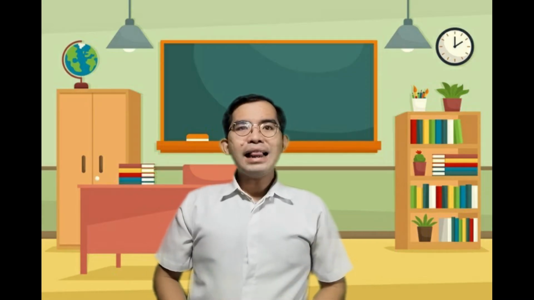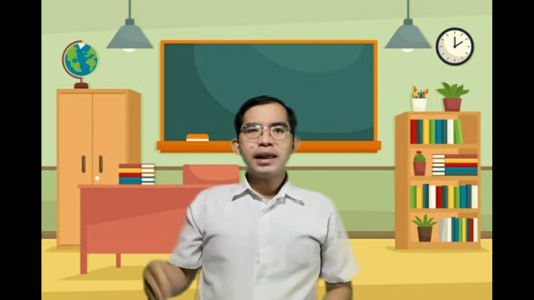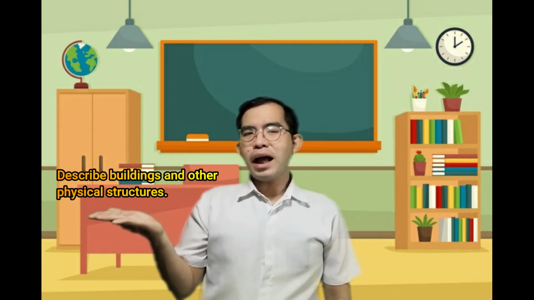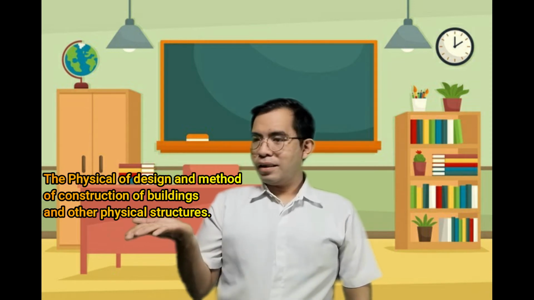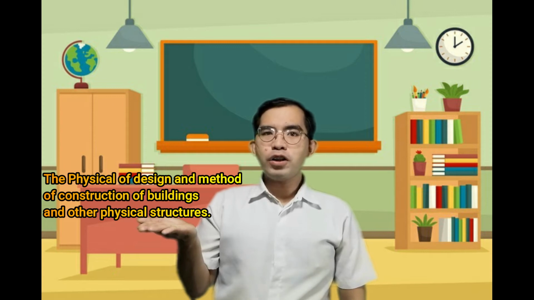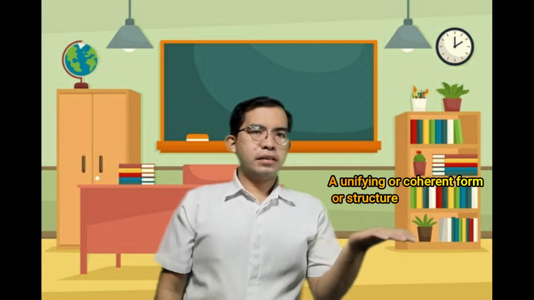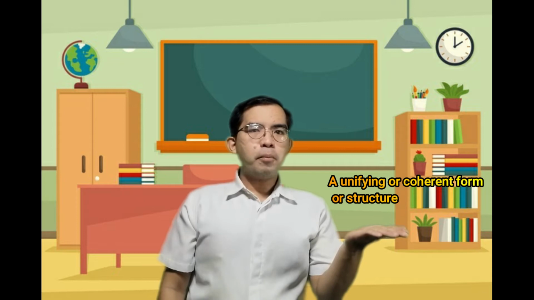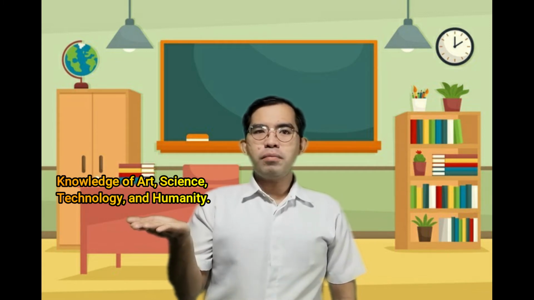Before we start, allow me to define architecture. Architecture, according to Wikipedia, is a general term to describe buildings and other physical structures. The art and science of design, building, and non-building structures. The physical design and method of construction of buildings and other physical structures. A unifying and coherent form or structure. Knowledge of arts, science, technology, and humanity.